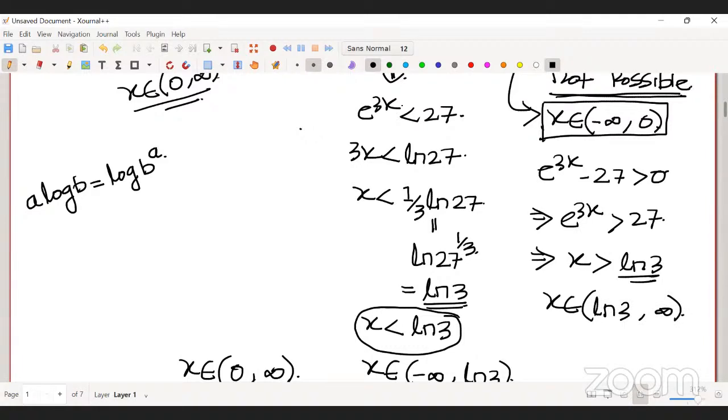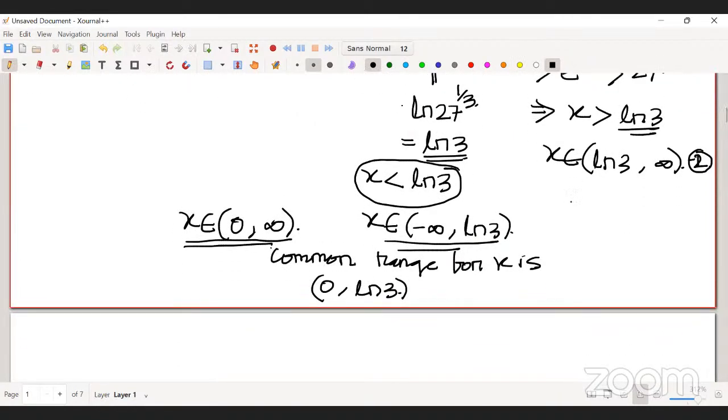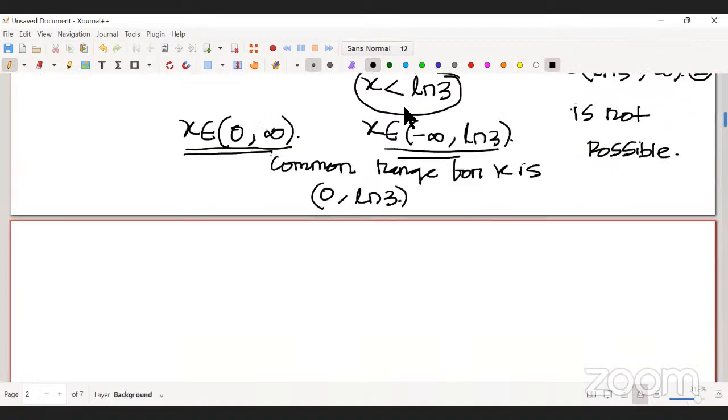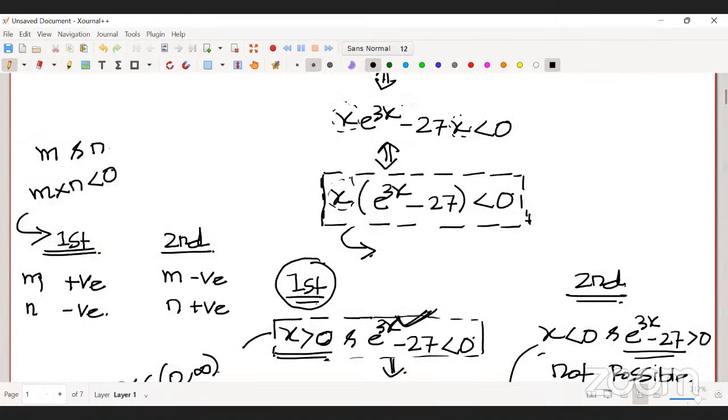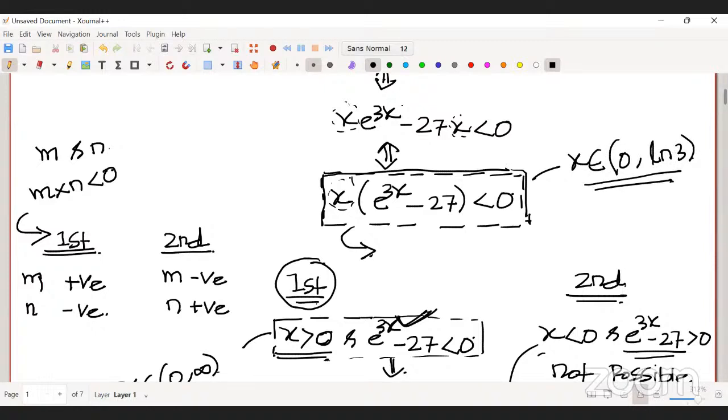So you don't have any common region between these two, this one and this one, right? So the second case is not possible. Is it clear? So then you have only one region in which this expression is less than 0, and that region is x in between 0 and ln 3. Is it clear?